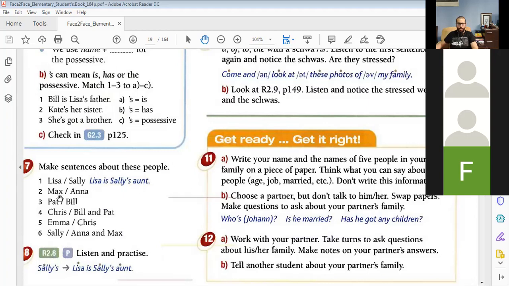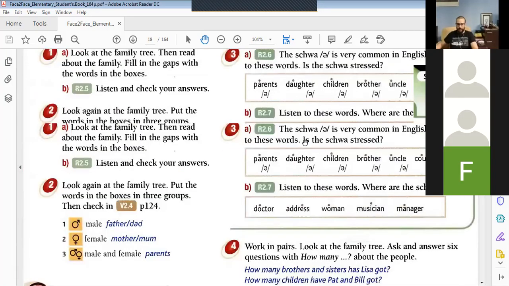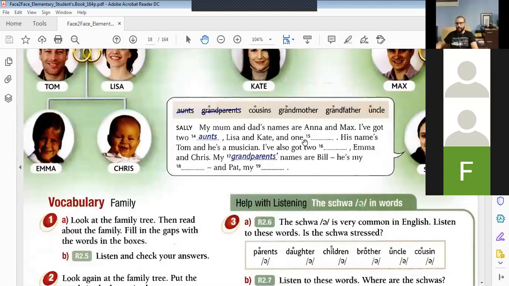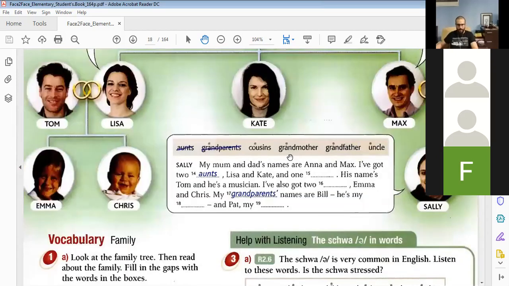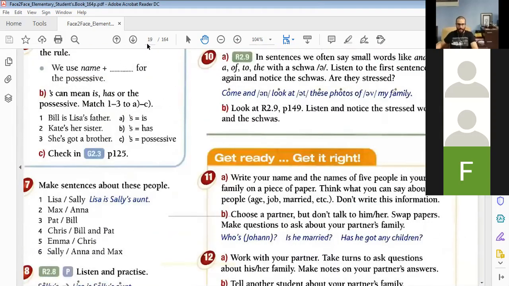What about the relationship between Max and Anna? Max is Anna's husband. Are you sure? Max is Anna's husband. صح صح. Yeah, they're married. Yes, Max and Anna are married. So let's write this. So we can say Max is Anna's husband. هنقدر نديرها بطريقة تانية.